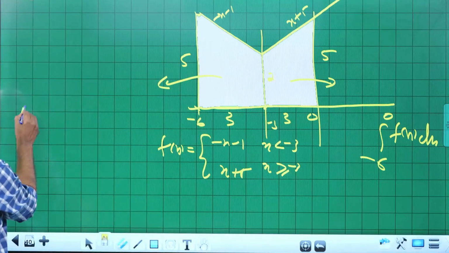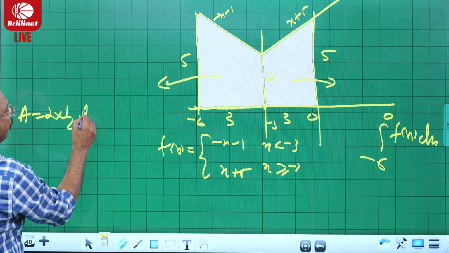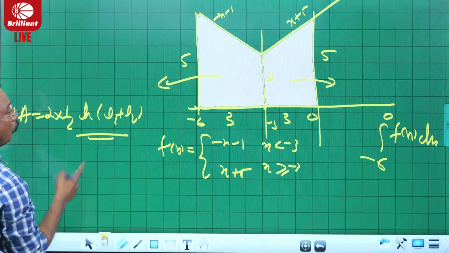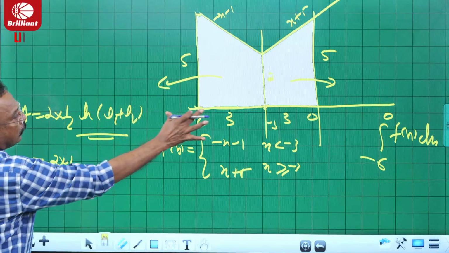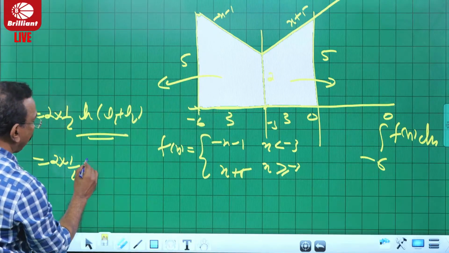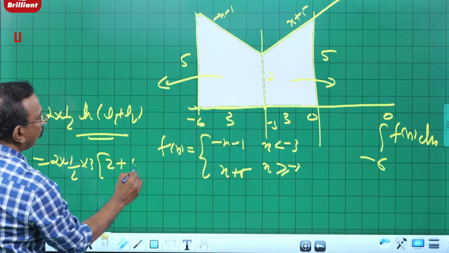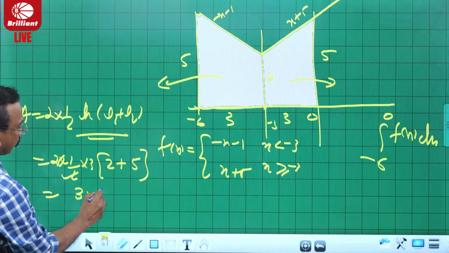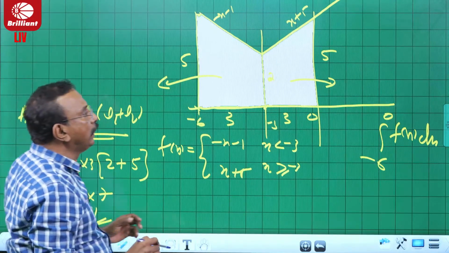So the required area is equal to 2 × 1/2 × h × (L1 + L2), the area of a trapezium that you already studied. Using that, 2 × 1/2 × h, where h is the distance between the parallel sides, that is actually 3, times L1 is 2 and L2 is 5. So that should be, we can cancel, 3 × 7, that is 21. So 21 units is the area of that problem.